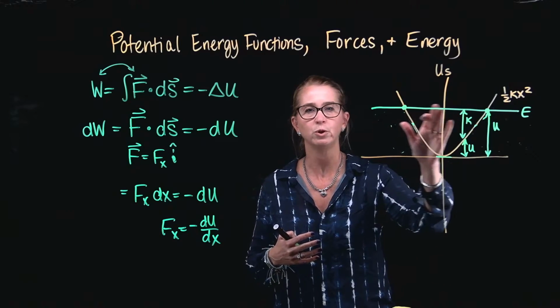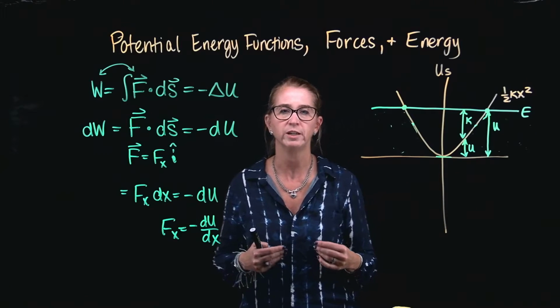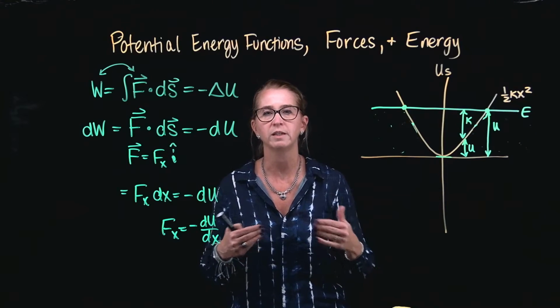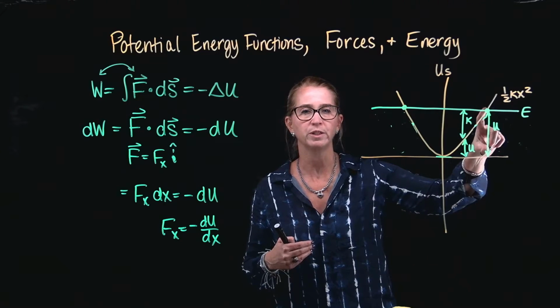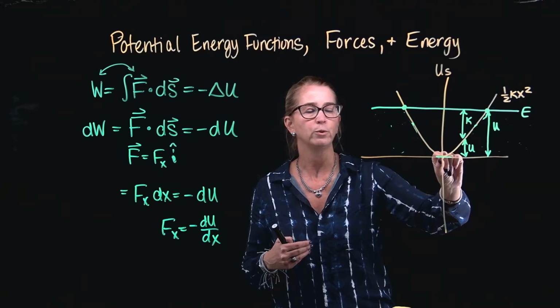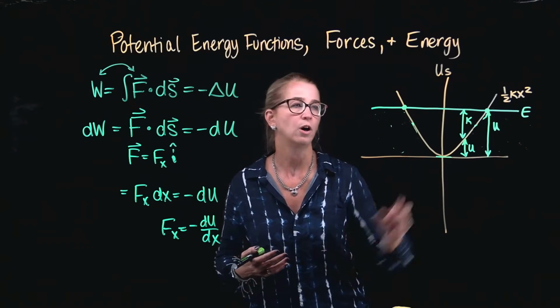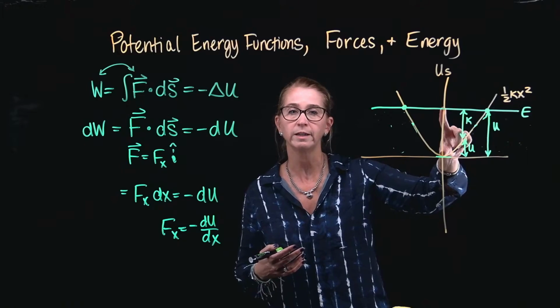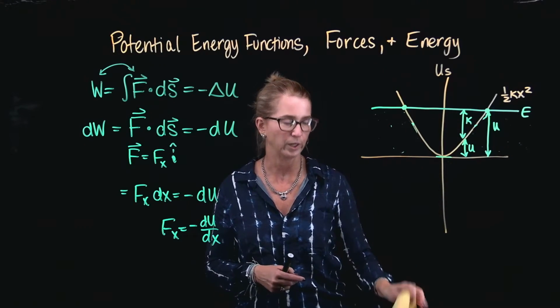moves between these two endpoints, you can see on the graph how the energy is being switched between kinetic and potential. At the endpoints, all the energy is potential energy. At the equilibrium position, because U is 0, that means all the energy right here would be kinetic. Somewhere in between, it's a little bit split in between.